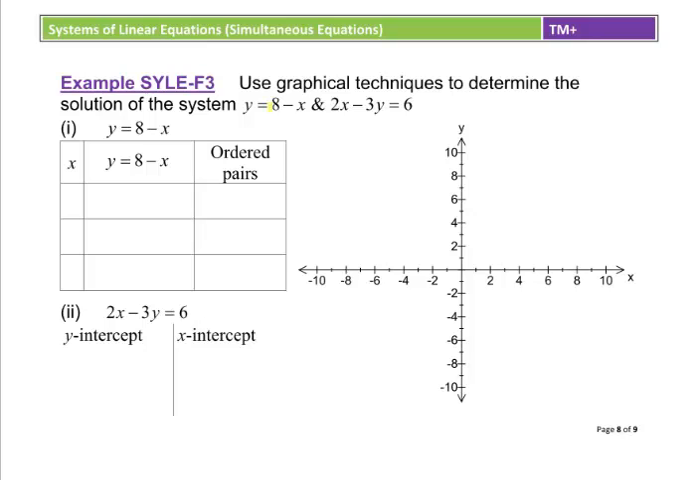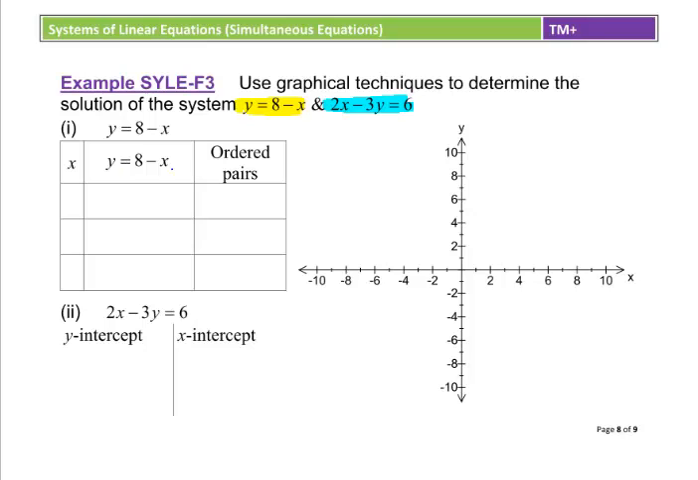Now my first equation is in the form of y equals mx plus b, so I'm going to find 3 points and graph that one. My second equation is in the form of ax plus by equals c, so therefore I'm going to use my axial intercepts. It doesn't really matter which method you use, you can use them for either.